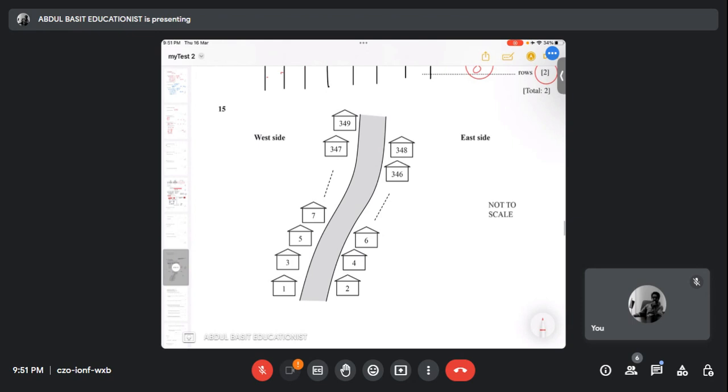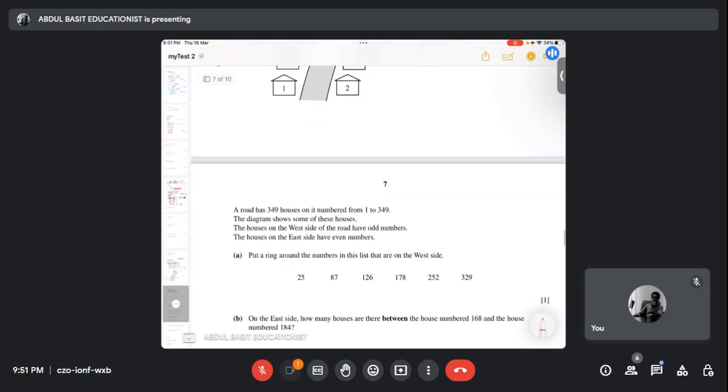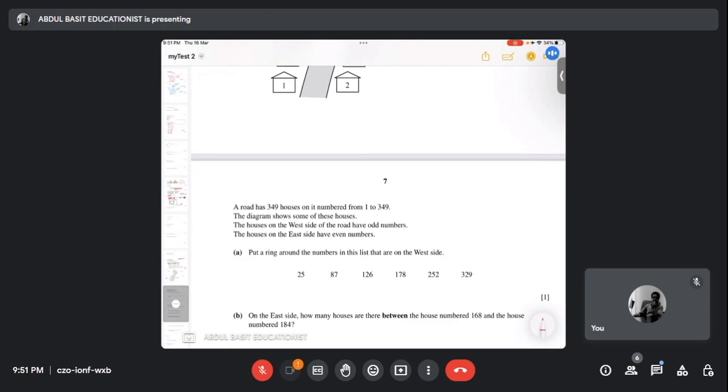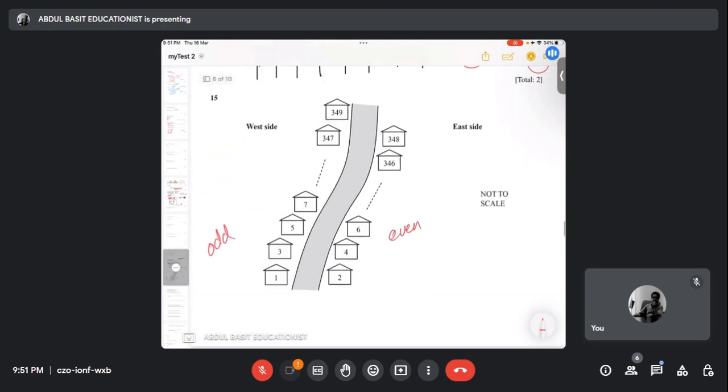Okay, look at the question everybody. Left side is west side and right side is east side. 1 3 5 7 and 347, these are odd numbers. And 2 4 6, these are even numbers. Agree? So now they say that a road has 349 houses on it. It is numbered from 1 to 349. Okay, we can see that.